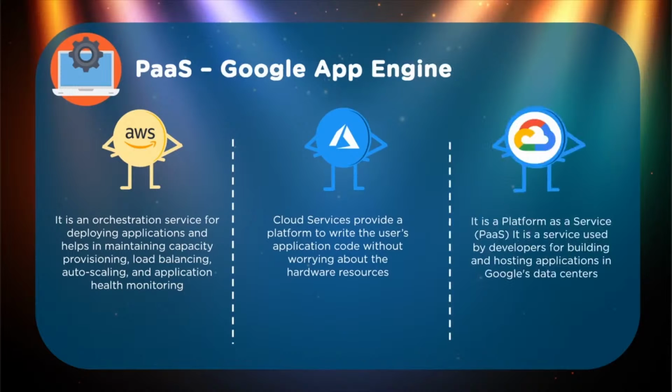Google App Engine is a cloud computing platform as a service which is used by developers for hosting and building apps in Google data centers. The App Engine requires the apps to be written in Java or Python and store data in Google Bigtable and use the Google Query language for this.